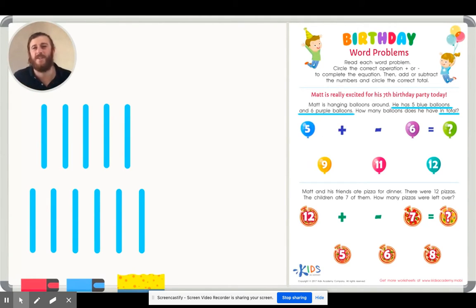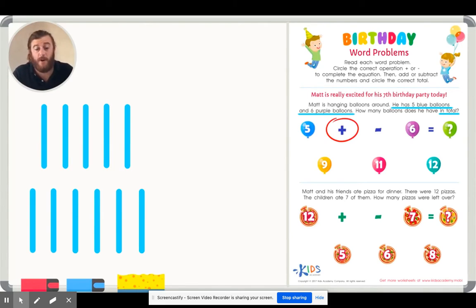In this problem, nowhere does it say that a kid popped a balloon or a kid took a balloon home. Nowhere is the number of balloons getting smaller. If anything, the number of balloons is going to get larger because we have to find the blue balloons and the purple balloons added together. We're going to be adding in this problem to find out the total. The word total usually gives you a clue that this is an addition problem.